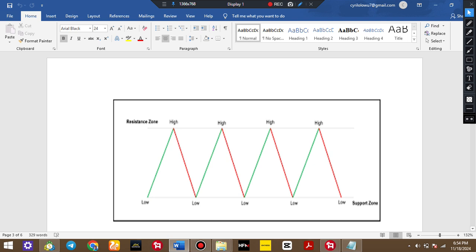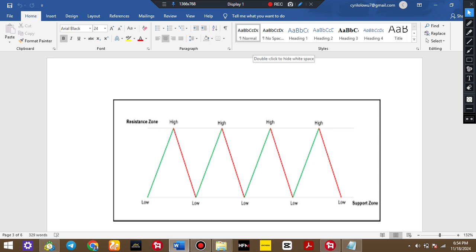Price can just turn at any point, then break below. At that point, you lose. And if you sell from here, expecting price to come down just because we have been having a series of that kind of move, there's a possibility that price may not get down here. It may just reverse and break above, and then end up putting you in a loss.